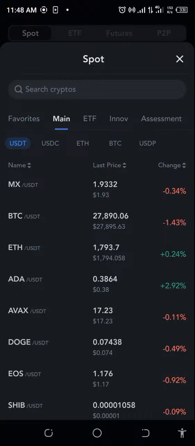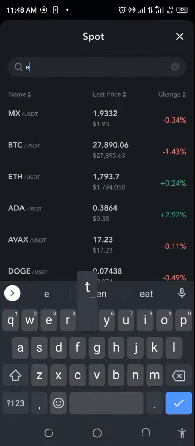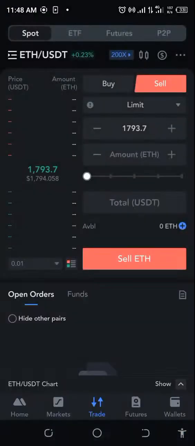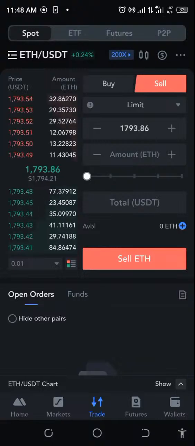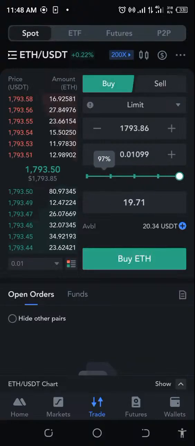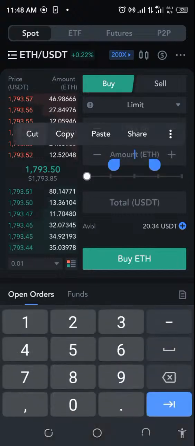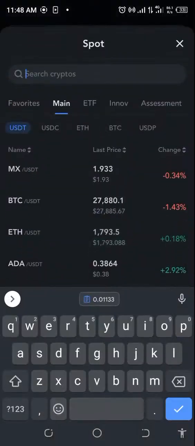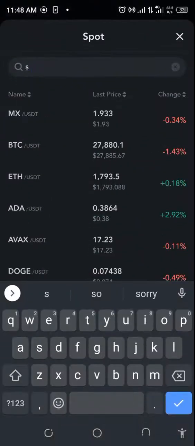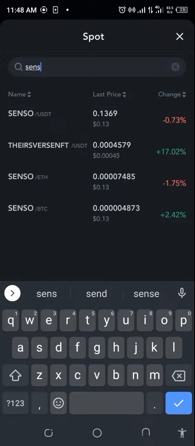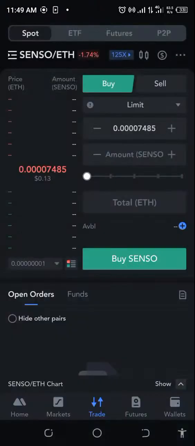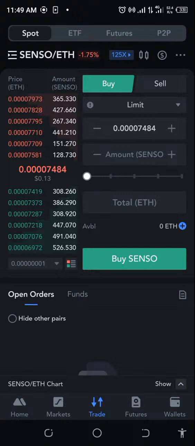Let me just see whether that's going to work. So we need to buy ETH first, all right? And then we're going to have to buy that first. It's not picking up everything, but let's go with that. Cut, then let's go to Senso. Senso ETH. And then we paste in our ETH here. Wow, looks like this is gonna work.